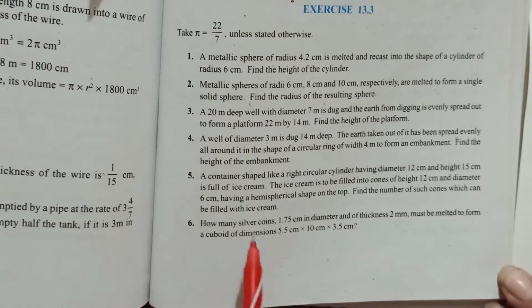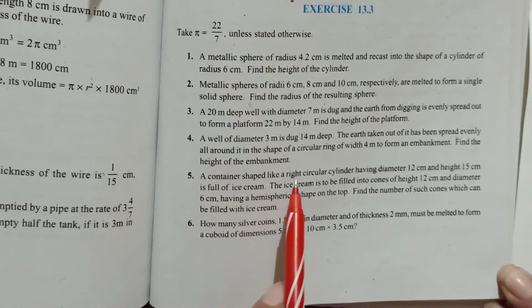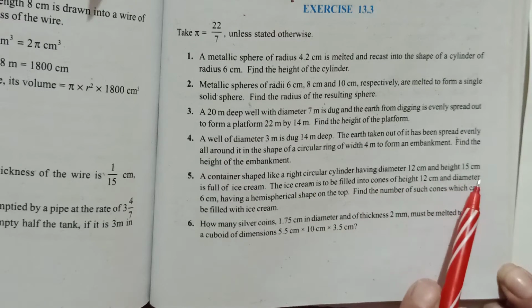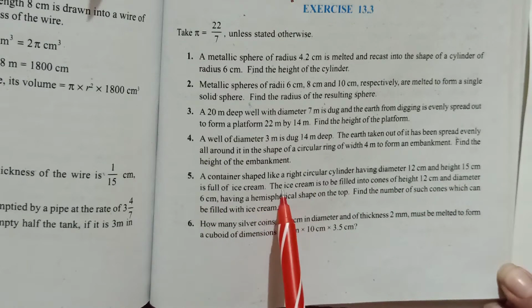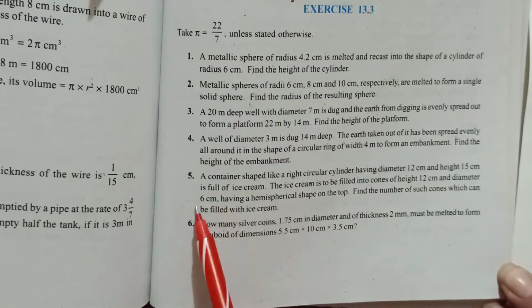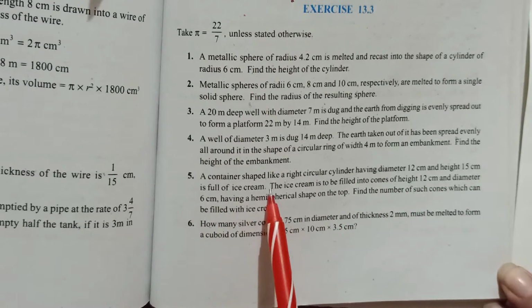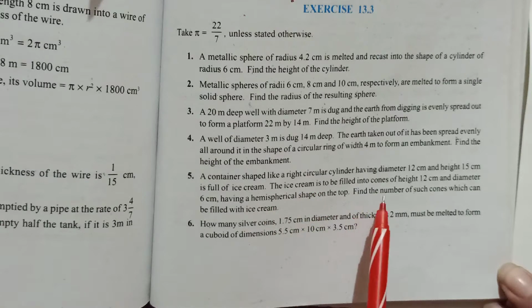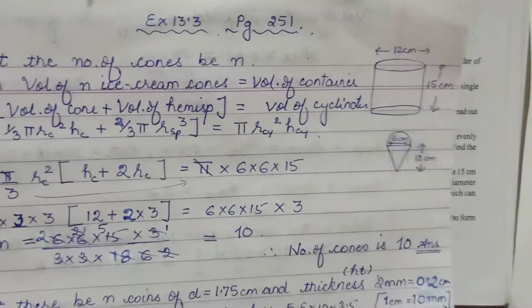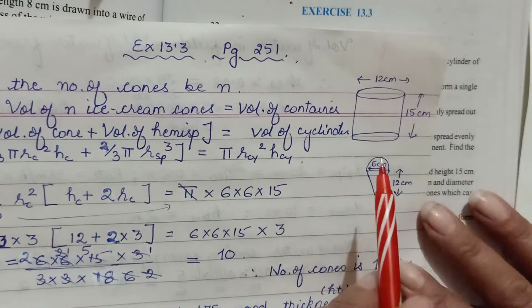See the fifth question now. A container shaped like a right circular cylinder having diameter 12 and height 15 is full of ice cream. Then the ice cream is to be filled into cones of height 12 centimeter and diameter 6 having a hemispherical shape on the top. You have to find the number of such cones that you can fill with this ice cream. Okay. So first you understand what structures are we talking about.